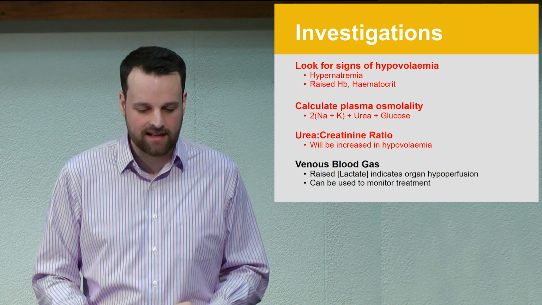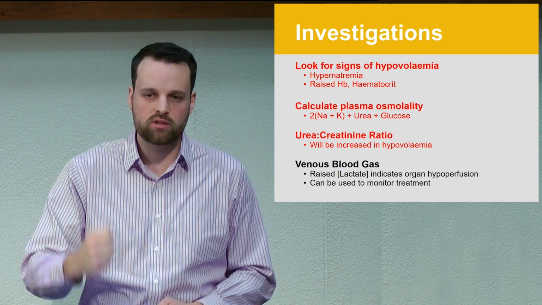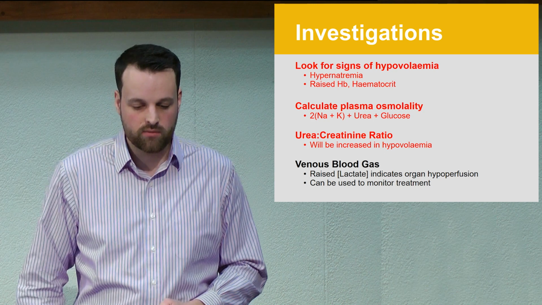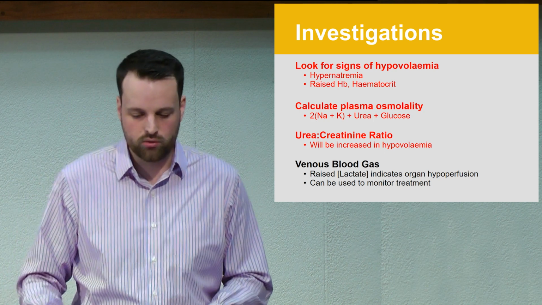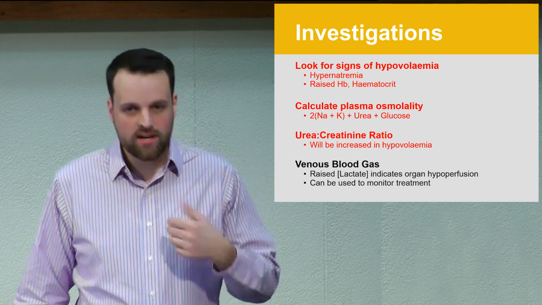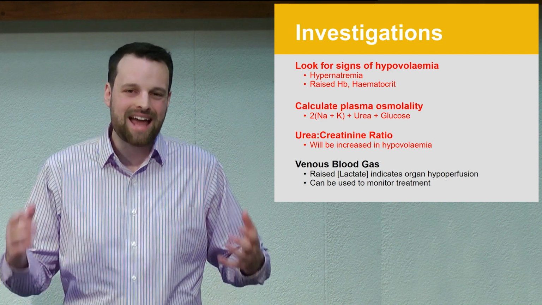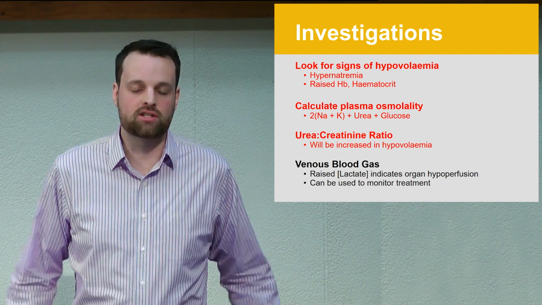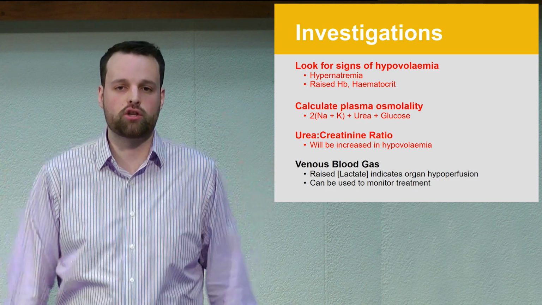Urea is osmotically active, and the kidney needs to reabsorb urea into the renal medulla in order to reabsorb water. So in hypovolemia, the kidney will increase the reabsorption of urea in order to increase the reabsorption of water. So in hypovolemia, the concentration of urea will go up, but because it's being actively reabsorbed, it's not just through a lack of filtration, the urea will go up much more than the creatinine.